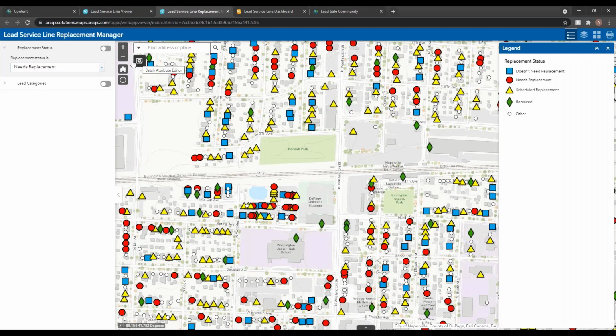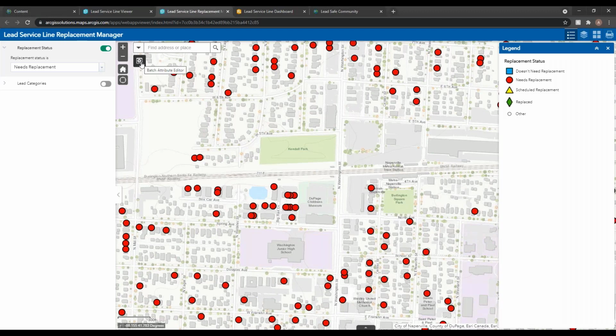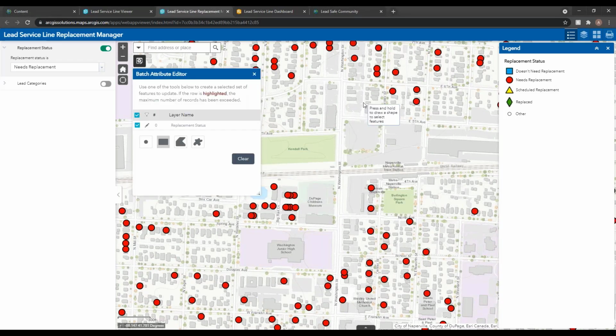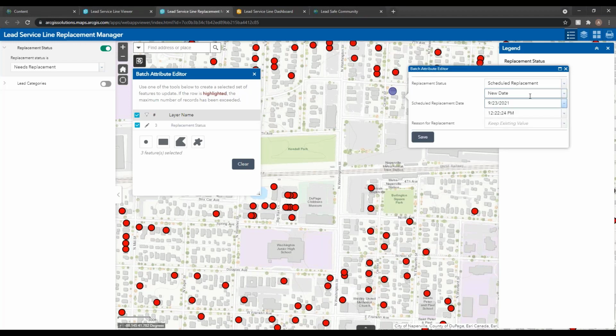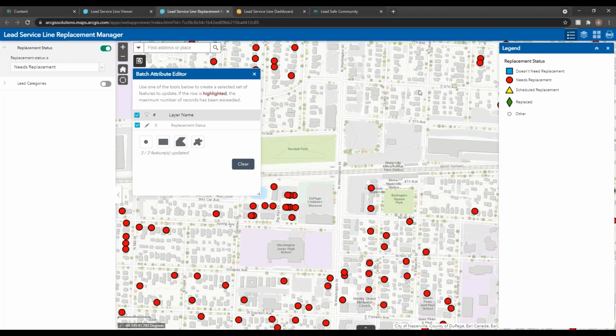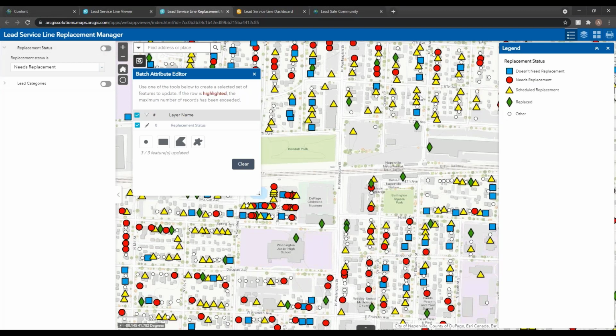And so you can utilize the batch attribute editor that is also provided in the app to grab as many of these points as you would like if you want to schedule them. And so right now we have it set to needs replacement, and we can grab these three service lines that we know need to be replaced, and we can update them to scheduled replacement. And we could also give it a scheduling date. So maybe we're replacing these 3 months out, so we can change this to a 12. And we can also update the reason for replacement to be lead. And this is a very important field because this reason for replacement is being utilized in the dashboard, which I'll get to in just a minute. So we can click save on that, and you'll see that it has now disappeared from the map because it's filtered out. It is now scheduled to be replaced. And if we turn off the filter, we can see that it is now turned into a scheduled to be replaced yellow triangle.